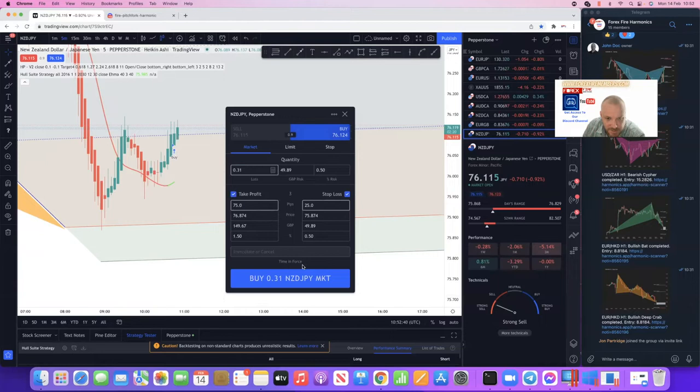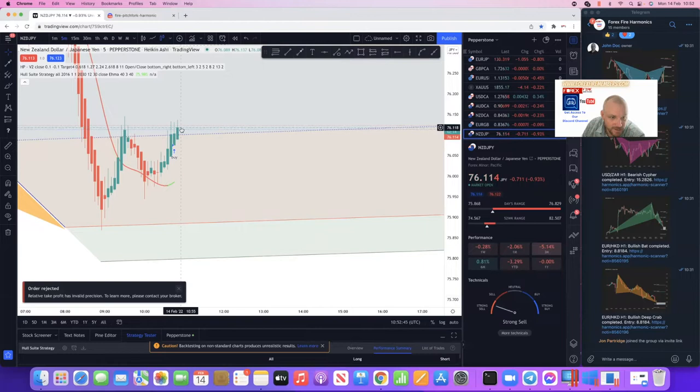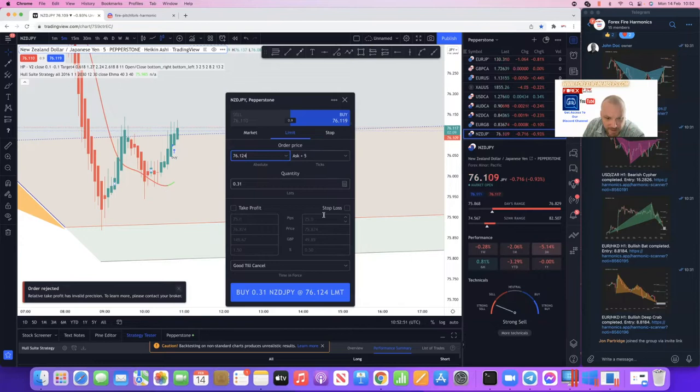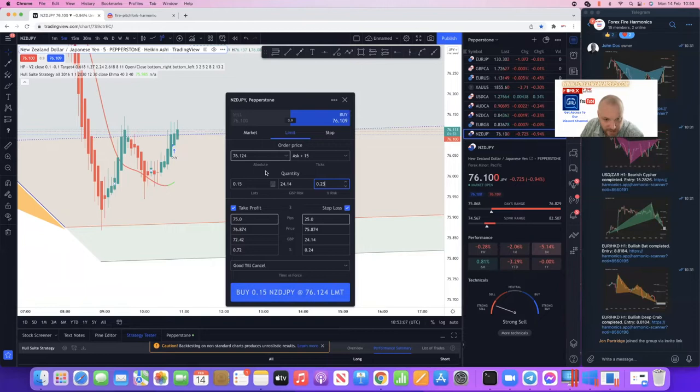Why are we getting order rejected? I don't know. Let's take a look. Trade. Create new order. We're going to risk a 0.25%. Sorry. 0.25. I thought that was a lot size. 0.25. So it's a 0.15. There we are.